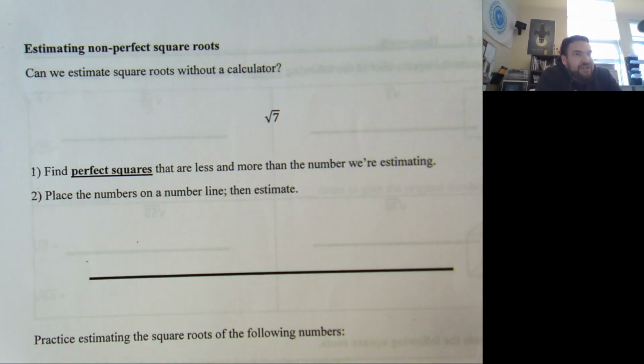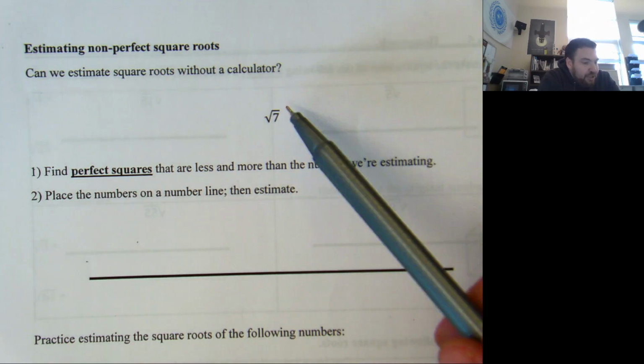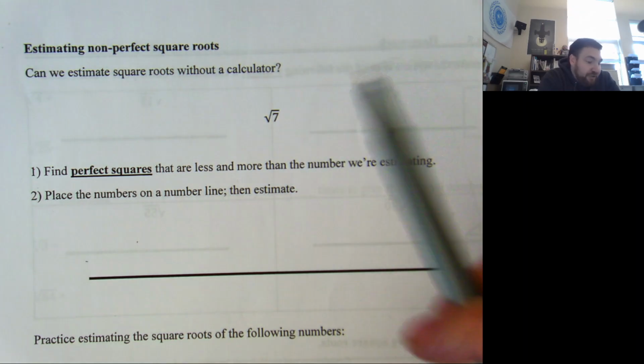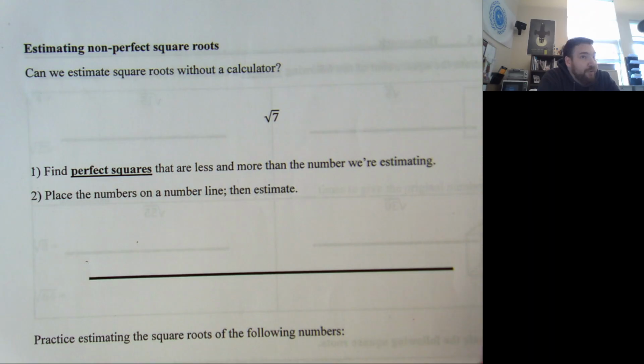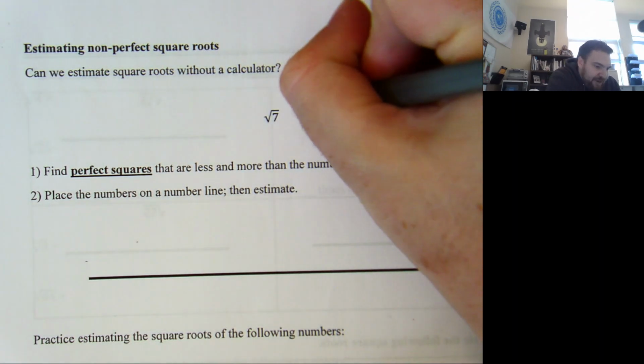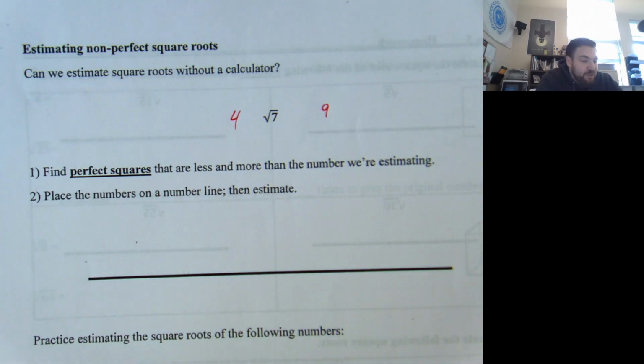Okay, so estimating square roots. Here is how we estimate square roots. To estimate a square root, we start by trying to identify what 2 numbers that square root needs to be between. So the square root of 7, sorry, let's go this way. 7 is between what 2 perfect squares? 16 and? No, it's not 16 and 9. 7 is not between 16 and 9. It's between 9 and 4. So 9 goes on the top side, 4 goes on the bottom side. The perfect squares are 4 and 9.